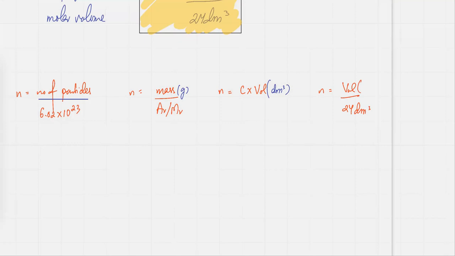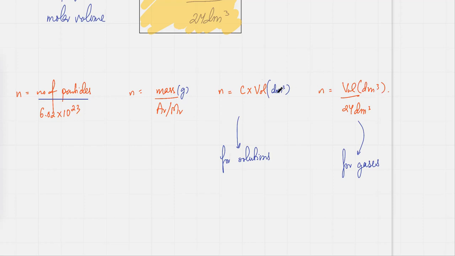One thing to remember, you have to be careful with this: this formula is for solutions, and this formula is for gases. Don't mix them up. Both use the volume term, but this is the volume of the solution and this is the volume of the gas. Okay, so there is a difference between the two.